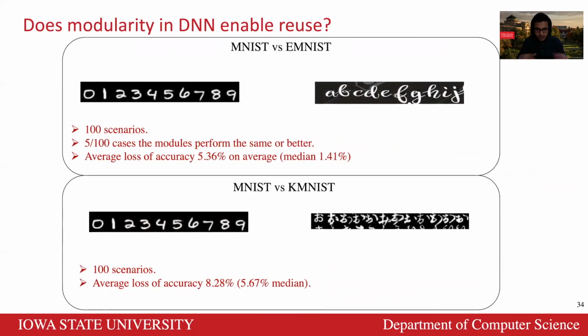For inter-dataset reuse, we have evaluated two scenarios, MNIST with Extended MNIST and MNIST with KMNIST. For MNIST with Extended MNIST, we found that in 5 out of 100 cases, the decomposed approach works better or the same. Overall, the average loss is 5.36%, whereas for the MNIST versus KMNIST scenario, it is 8.28%.